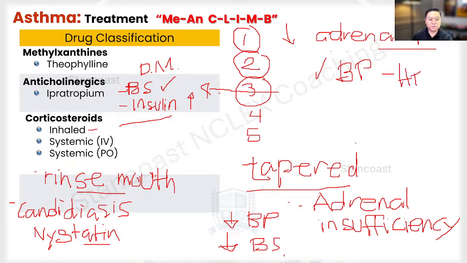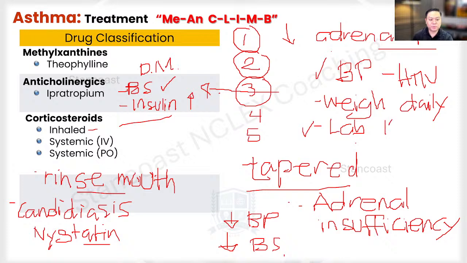And also, you need to weigh the patient daily. Weigh daily. And also check into the lab results. Check lab results, especially the potassium, because it can lead to hypokalemia. And also look into the sodium level because it can cause hypernatremia. Elevated sodium, decreased potassium. Okay.